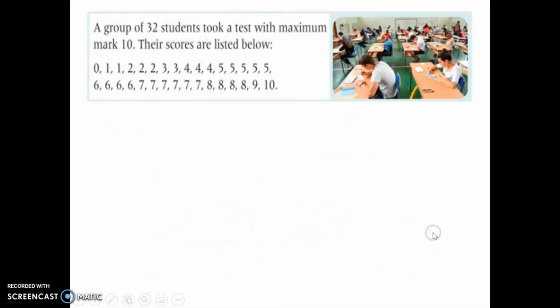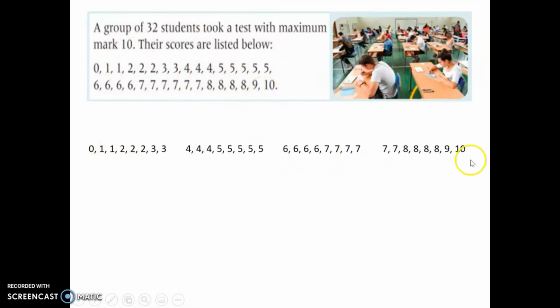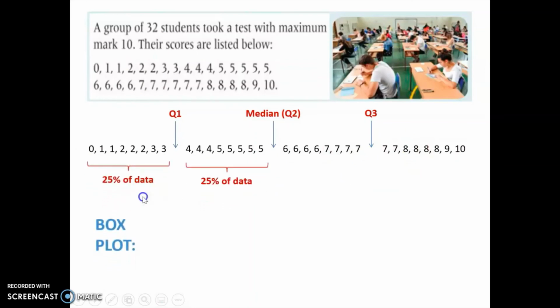Okay, so let's look at that visually and with some real data. Here's a group of 32 students, and they took some kind of test with a maximum mark of 10. Here are the results we see. If you lay that data out in order, it looks like this. And I've already broken the data into 4 parts. Those are like the quartiles. So now the median is right here. Q1 is right here. Q3 is right here. The data has been broken into 4 equal parts. If this is 32, then each of these parts must be 8, 8, 8, and 8 pieces of data. All right, so that's 25%. That's the next 25%.